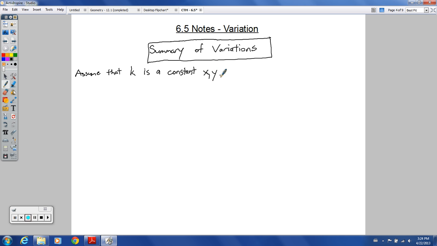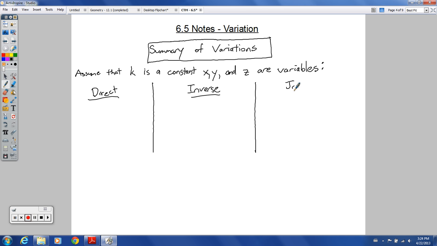The other variables are these variables. X, Y, and Z are going to be variables. These are things that are going to change or vary. That's why they're called variables with the equations, but the k, the constant term, will be the same. So X, Y, and Z are variables. So let's assume that that is true. We've got three different things: direct, indirect, I'm sorry, not indirect, inverse, and joint. So direct, inverse, and joint variation.